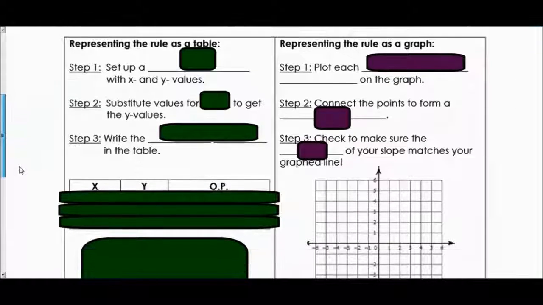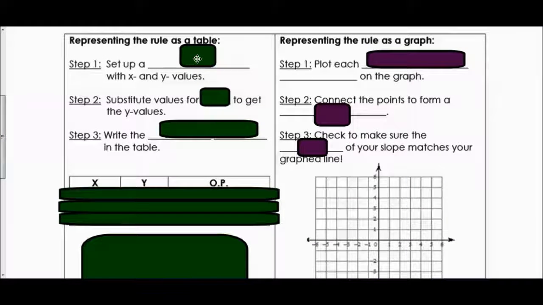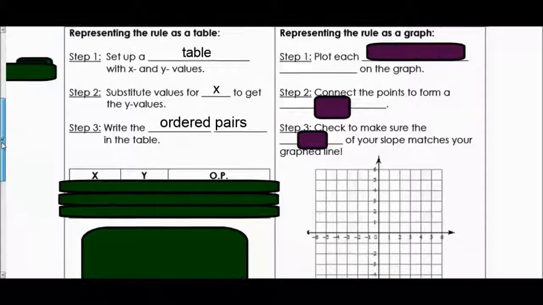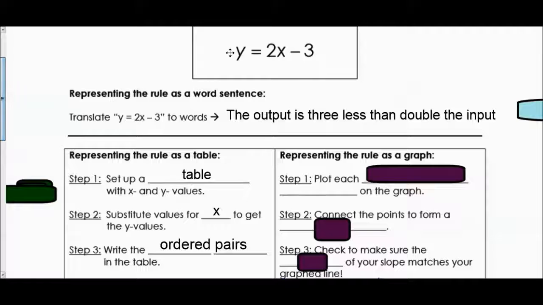When we represent a rule as a table, we're going to set up that table with a list of x and y values. We're going to substitute in for x to get our y values, and then we're going to write the table of ordered pairs. So again, we're using that equation to generate these points. We're just going to plug in values for x and figure out what the corresponding y is.